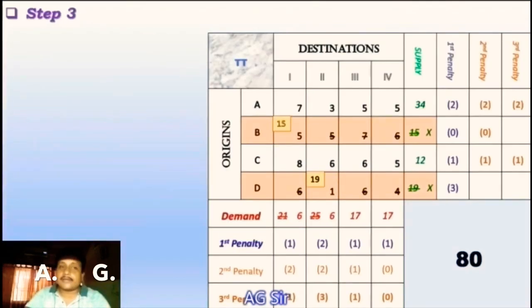In step 3, we have this transportation table with us. In this table, we have already deleted the second row and the fourth row. Therefore, we are left with A and C rows, or origin A and origin C, along with these four columns.